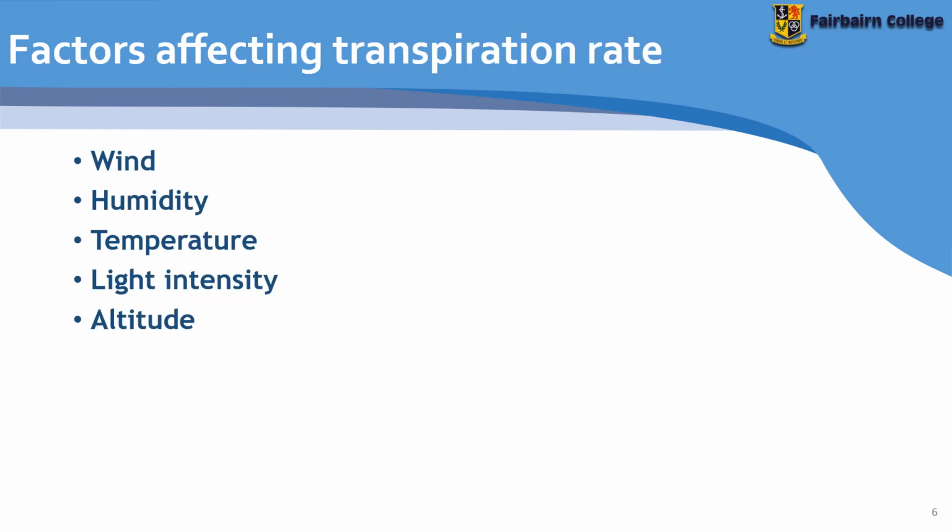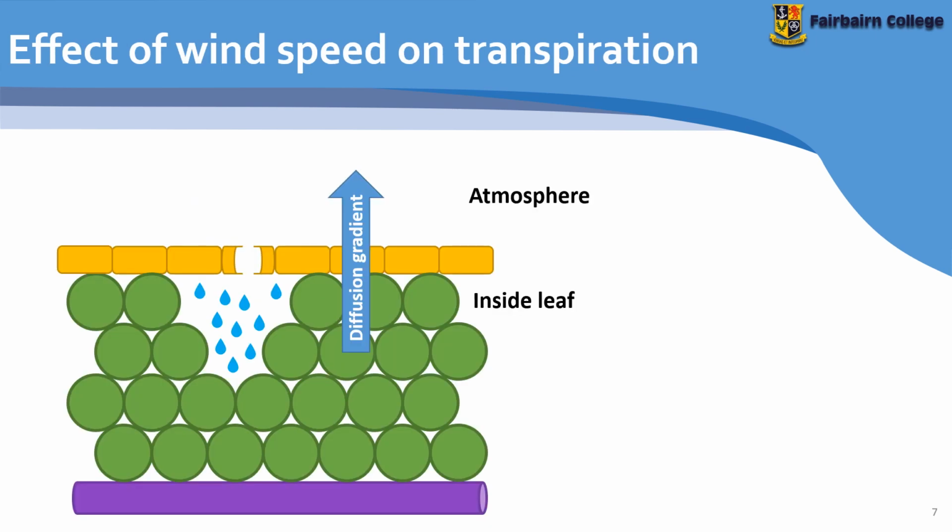So the factors that affect transpiration are wind, humidity, temperature, light intensity, and altitude. So we're first going to look at wind. So before we can understand how wind affects transpiration, let's just quickly look at what happens when transpiration takes place. So the water moves out of the plant, but if there's no reason for them, they're not really going to go anywhere else, especially because water likes to cling to other surfaces, other things.